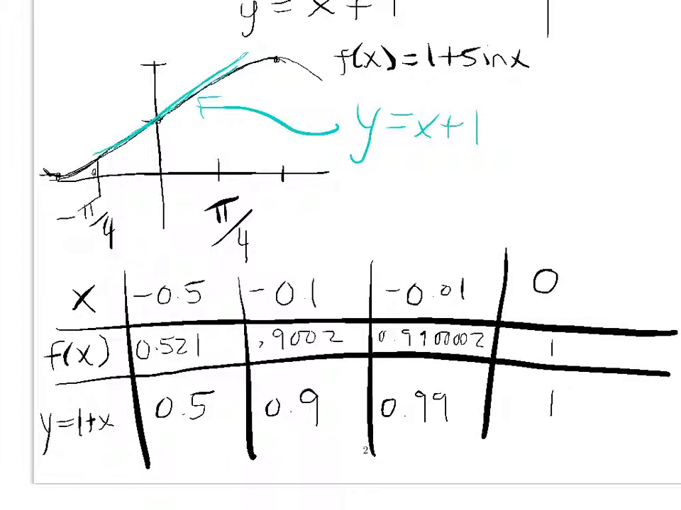You could do this on the other side of 0 and see something similar. I'm going to leave it at that just to show you this proof of concept. Any questions there?